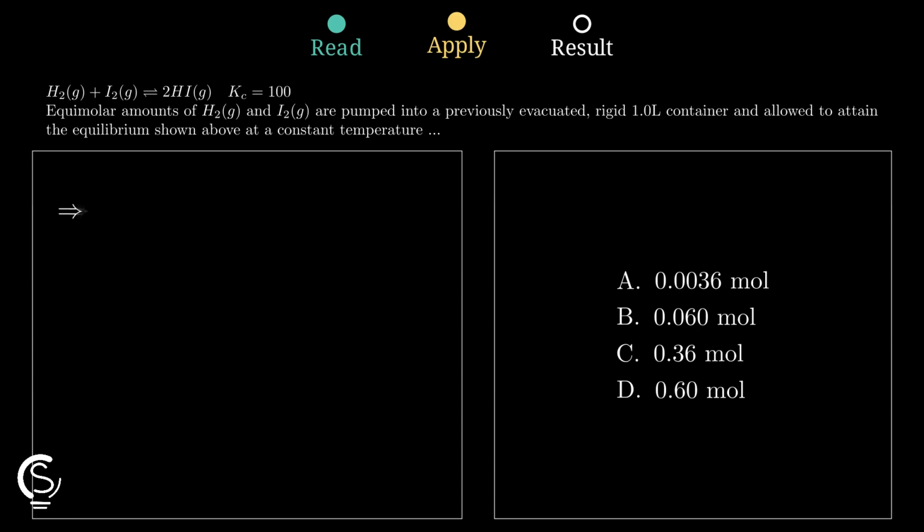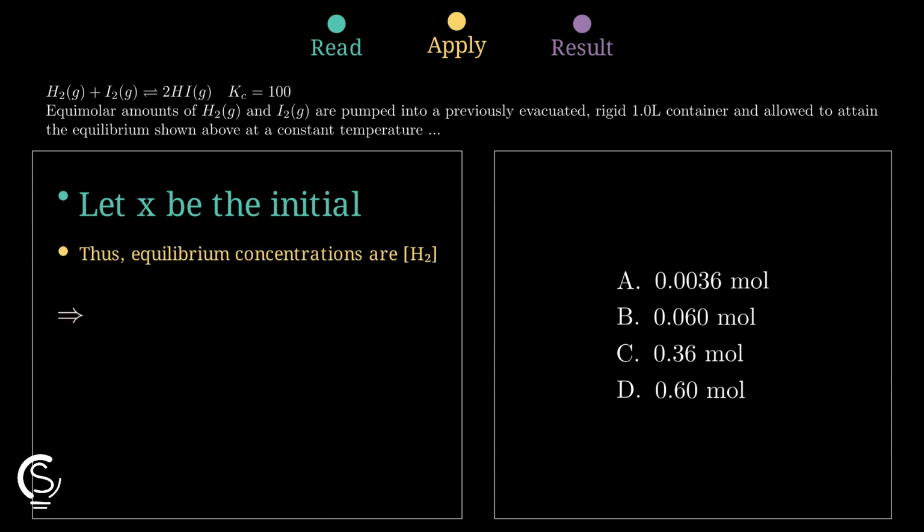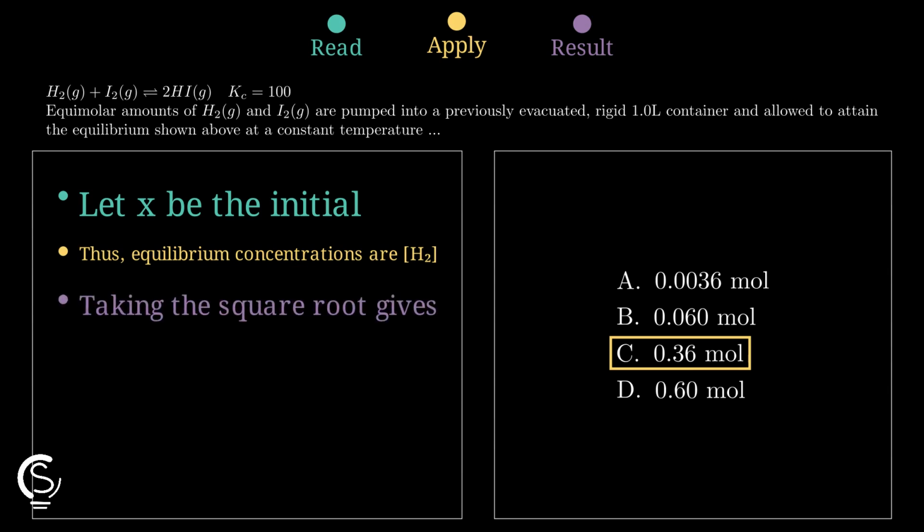At equilibrium, 0.600 mole of HI is present, and because 2 HI forms from 1 H2 plus 1 I2, each reactant must have decreased by 0.300, leaving X minus 0.300. Now plug into Kc equals [HI] squared over [H2] times [I2]. 100 equals 0.600 squared over (X minus 0.300) squared, so X becomes 0.360.